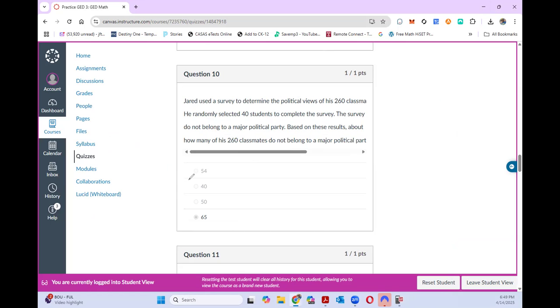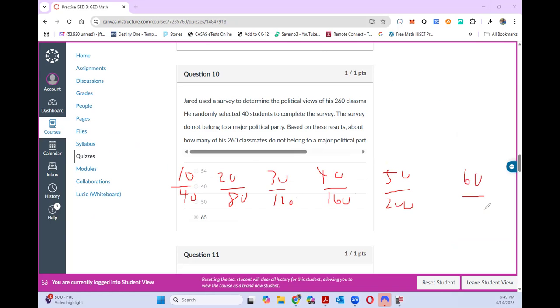So 10 out of every 40. Even if you said, okay, 20 out of 80, okay, 30 out of 120, 40 out of 160, 50 out of 200, 60 out of 240. Look at that. You still know it's over 60 if you do it that way. That's the common sense way.